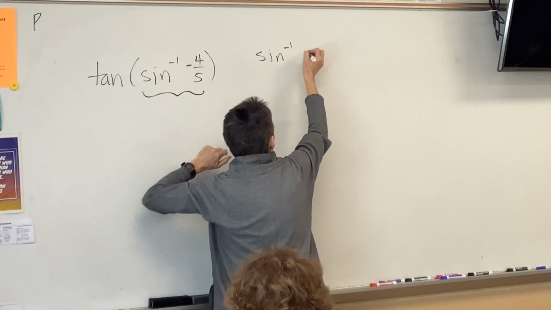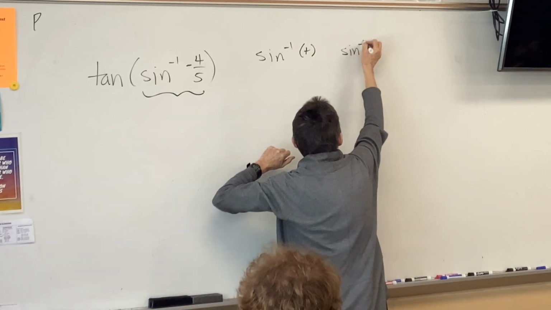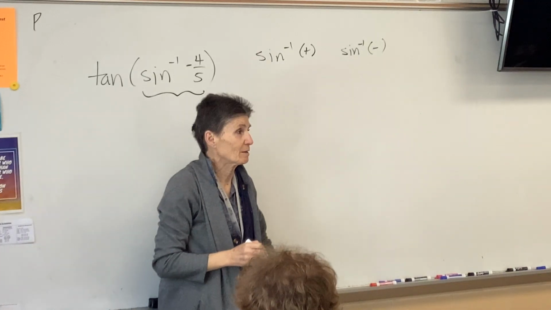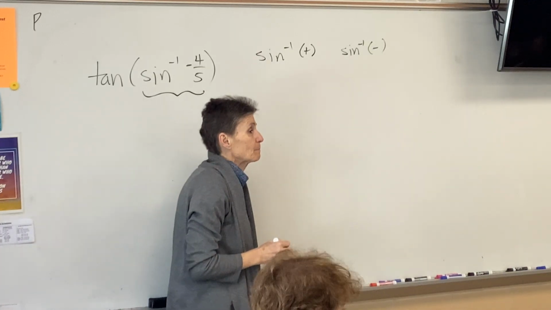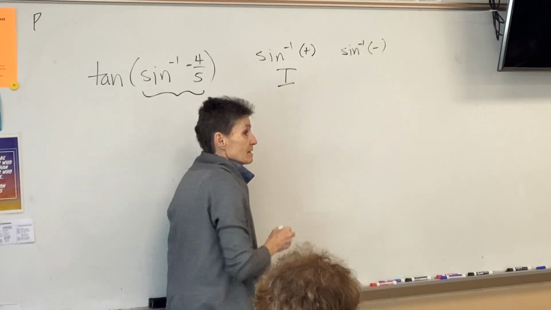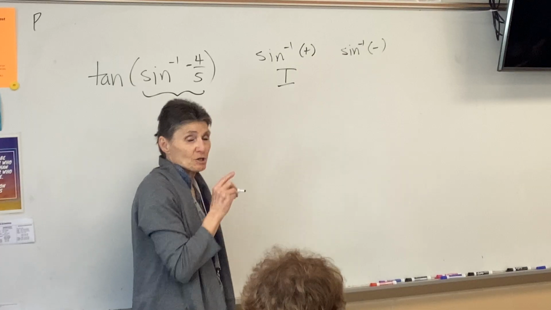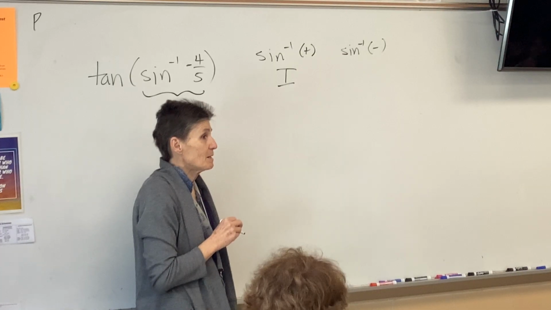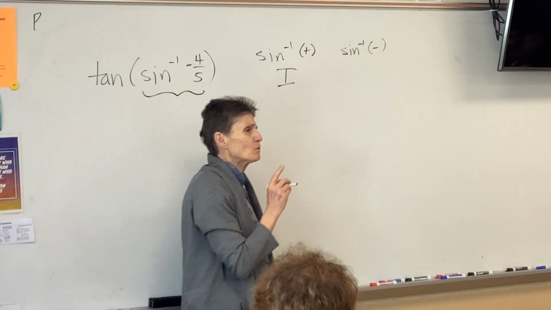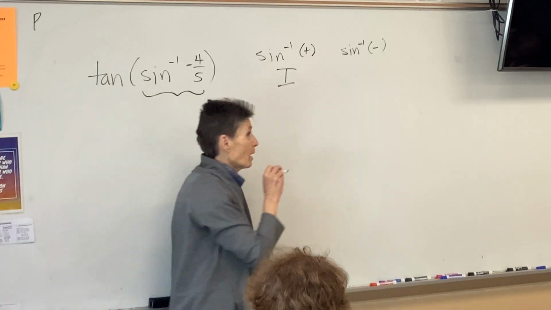If this is a positive number, we do one thing. If this is a negative number, we do another thing. Who wrote down the rules about the quadrants? Gabby? If it's positive, it's in quadrant 1, right? I asked you to put this on your green sheet maybe for reference in the future. What happens if the inverse sine is negative? Quadrant 4.